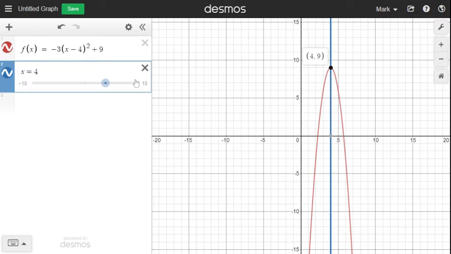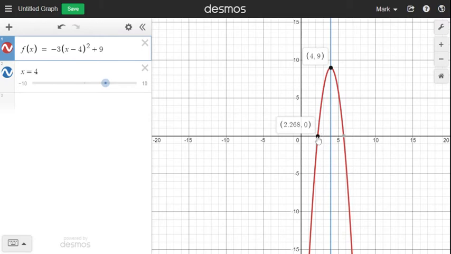All right. X-intercepts, we want the x-intercepts. We simply click on the x-axis where the parabola touches, and there's one x-intercept: (2.268, 0). Then I click on the other one here: (5.732, 0). This is a beautiful thing about Desmos versus graphing by hand. Something like this detail you would not be able to see if you're just graphing by hand. So x equals 2.268 would be a zero, and x equals 5.732 would be a zero.